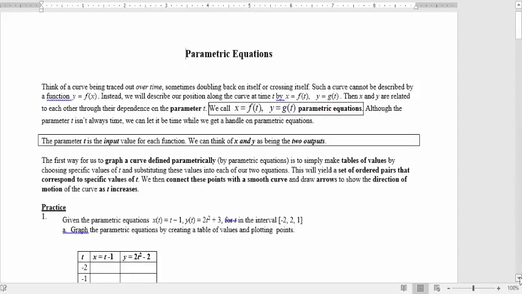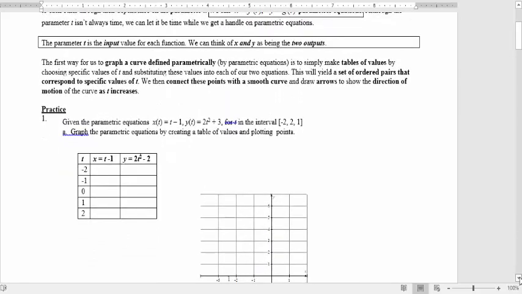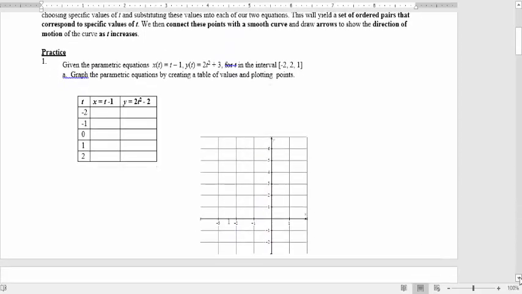What you can do is just choose specific values of t, substitute them each into the two equations, and then take your set of ordered pairs and graph them. Now sometimes your t is going to be limited. Sometimes they'll tell you which t values they want you to use. Sometimes it'll just be understood from the situation or from the function that you're given. So it depends on the situation.